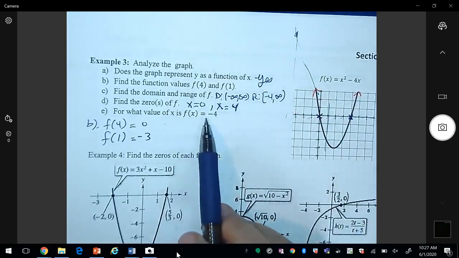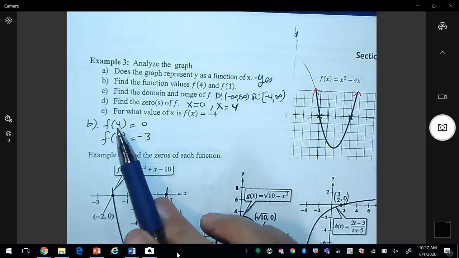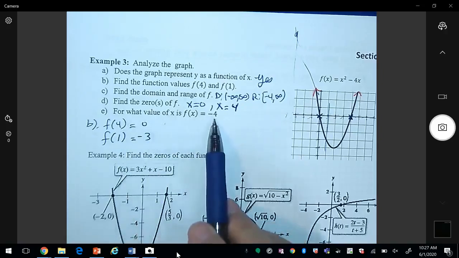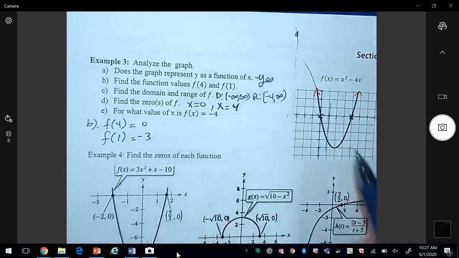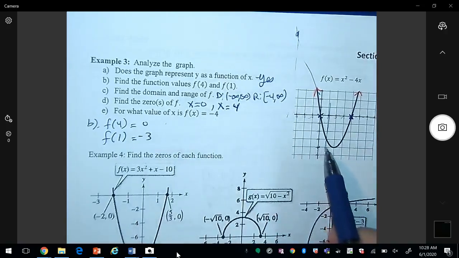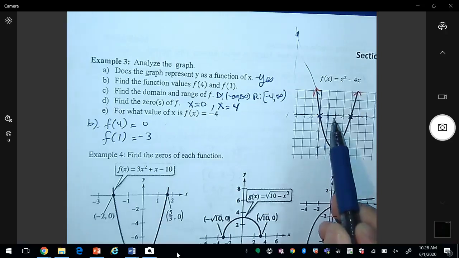f of x is equal to negative 4. So here, instead of giving me the number that represents x, they're giving us the number that represents y. So when y is negative 4, they want to know what is x. So here's my y, and that x value is going to be 2.